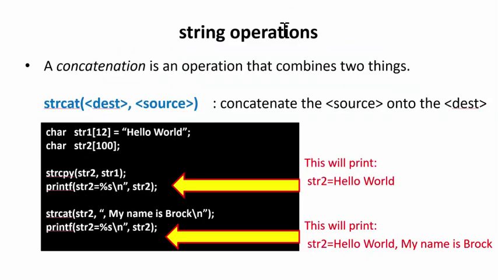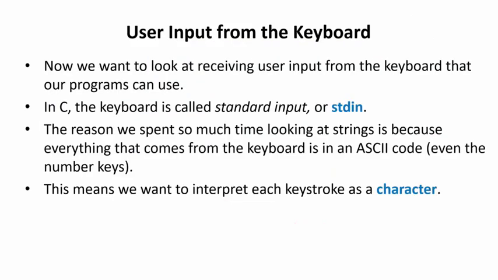Okay. All right. So now what is next? We would like to now look at getting information from the keyboard. We are now going to take information from the keyboard and bring it into our program as a string. Now, when you get information from the keyboard, it's called standard input. That's just the name for it, and its abbreviation is stdin.